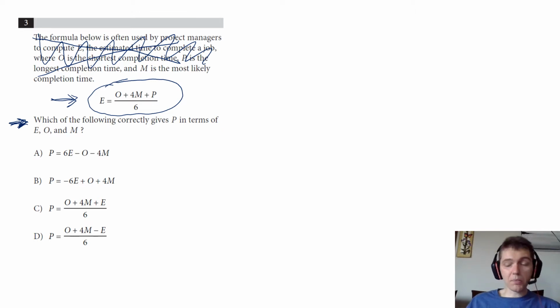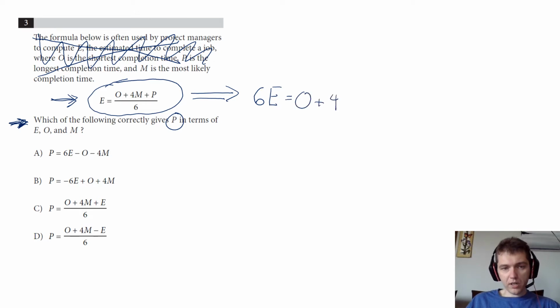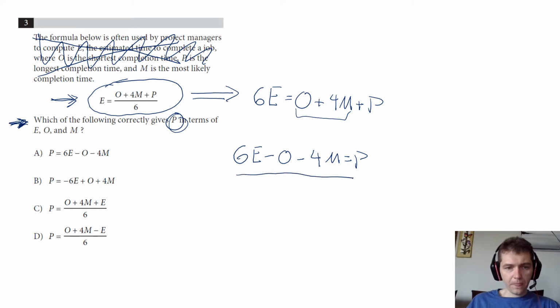To get to the actual problem, you have to rearrange this equation in terms of P because they're looking for P. So let's start by multiplying both sides by 6. That'll leave you with 6e is equal to O plus 4m plus p. Subtract O plus 4m from both sides. That'll leave you with 6e minus O minus 4m is equal to p. That correctly gives p in terms of the other variables, so that's all you need to know. And it looks like that is answer A.